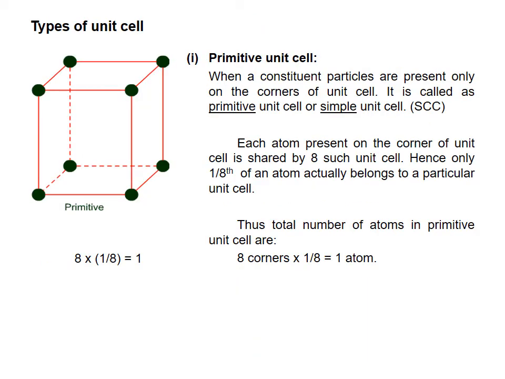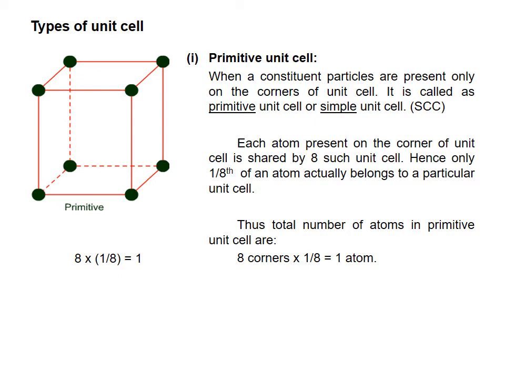The first type of unit cell is the primitive unit cell. When constituent particles are present only on the corners of the unit cell, it is called a primitive unit cell or simple unit cell, which is symbolized as SCC. As shown on your screen, the constituent particles are present only on the corners of the unit cell.